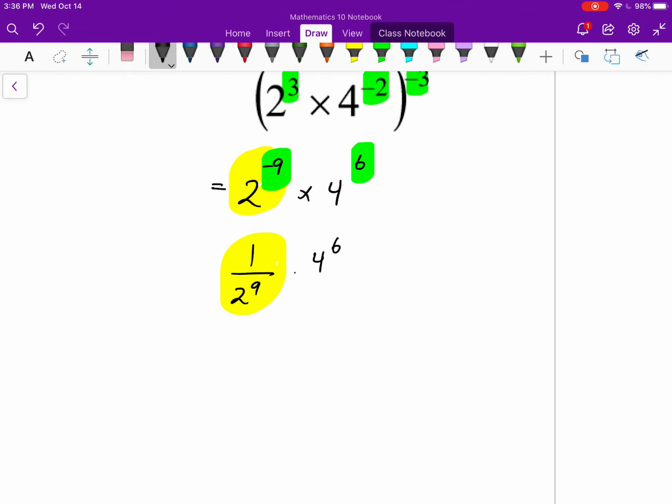And so lastly, it's kind of silly to leave these two fractions separately, especially if you think of this as 4 to the power of 6 over 1. When you're multiplying with fractions, you don't even need a common denominator. So I have 1 times 4 to the power of 6 in the numerator. I'll leave it as 4 to the power of 6. And I have 2 to the power of 9 times 1 in the denominator. And that is the answer I want.